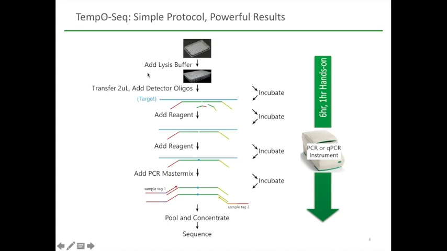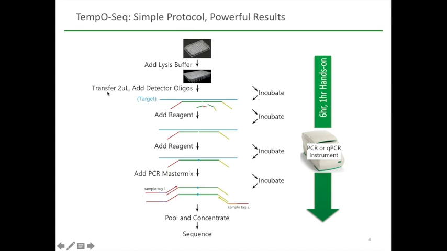The first step is to add TempO-Seq lysis buffer. This both allows access to the RNA as well as normalizes all of the salt concentrations in the input material. This is important because, as you'll see going forward, the assay is an add-only assay. There are no purification steps, there are no buffer exchanges, there are no bead-based cleanup steps, and so the material at the beginning remains throughout the assay.